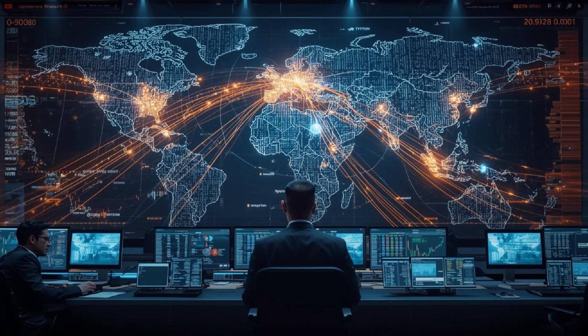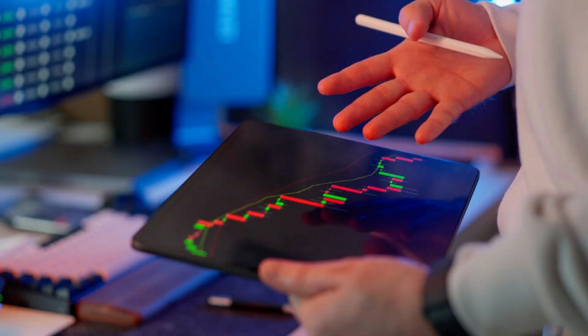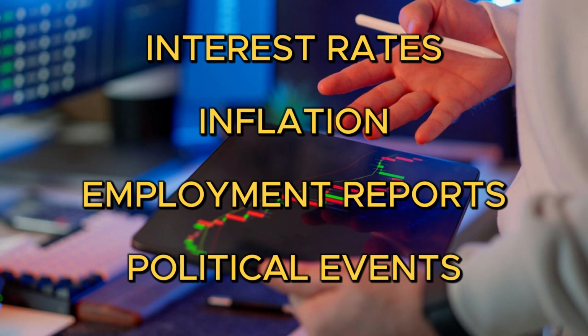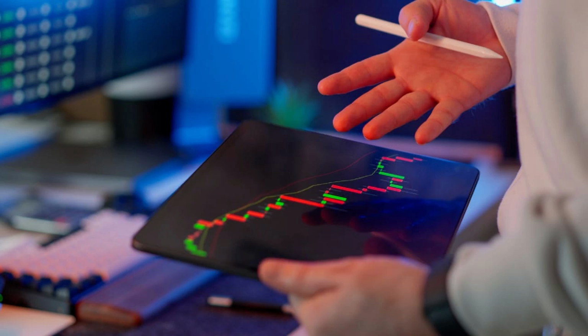As demand increases, the currency can become stronger. On the other hand, if the economy is struggling, people may start selling that currency, causing its value to fall. Things like interest rates, inflation, employment reports, and major political events can all influence currency prices. As millions of traders make buying and selling decisions every day, currency pairs continue to rise and fall. These price movements are what create opportunities in the Forex market.